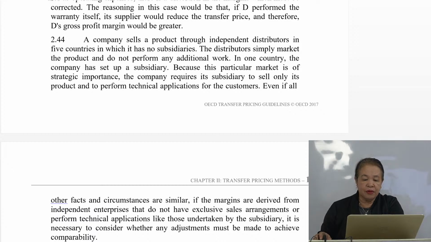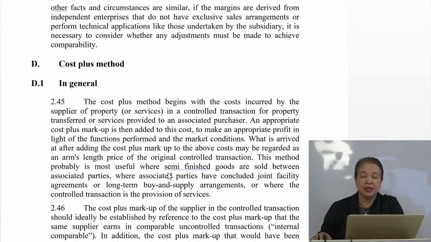So even if all other facts and circumstances are similar, if the margins are derived from independent enterprises that do not have exclusive sales arrangements or perform technical applications like those undertaken by the subsidiary, it is necessary to consider whether any adjustment must be made to achieve comparability. Because there are add-on services by the subsidiary, but the independent party, none. Okay, so that's about the resale price method.